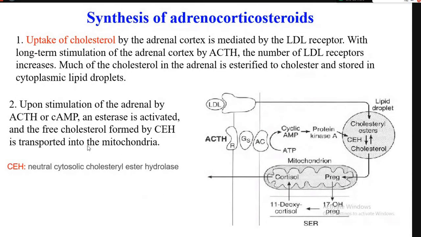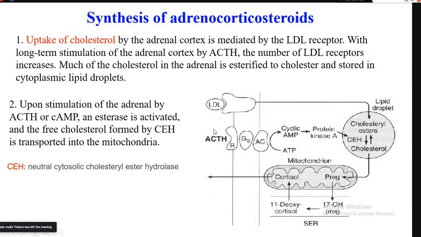Now there is LDL. This is the source of cholesterol. The steroid hormones are made from cholesterol, that's why LDL gives the cholesterol. And there is a receptor, and ACTH is the stimulator for steroid hormone synthesis, which comes from, everybody knows, the pituitary.